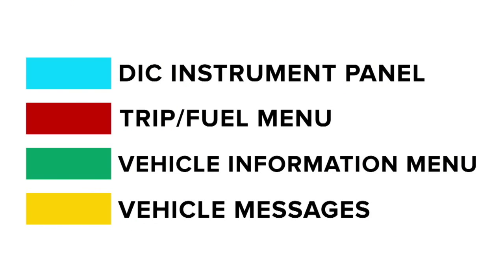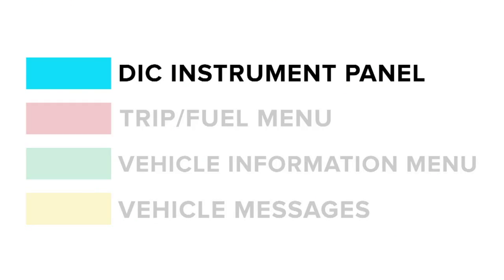Your vehicle's Driver Information Center is the place you'll go to learn what's happening under the hood and all around you. The DIC displays trip, fuel, vehicle system information, and warning messages, as well as the odometer and compass. DIC Instrument Panel.